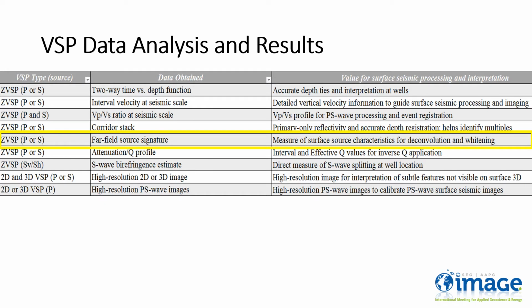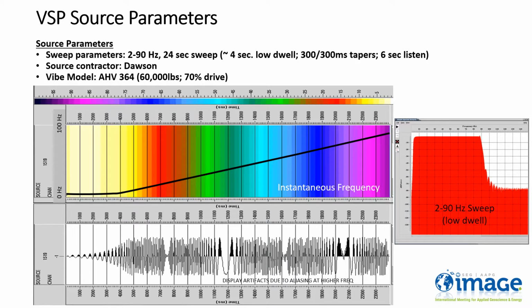Let's move on and now take a look at the source wavelet. Since we have geophone measurements at various depths, we can get a good estimate of what seismic energy is actually reaching our key zones. The sweep used for this and the surface seismic spanned 2 to 90 Hz with a low dwell. This low dwell is apparent on the instantaneous frequency display over the first 4 seconds. Let's see how this looks in the subsurface.